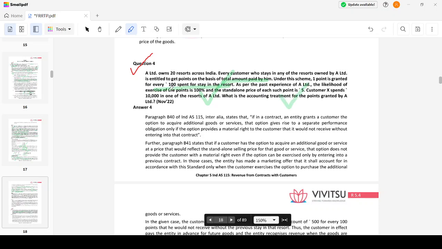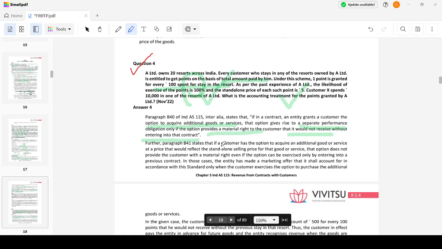A customer spends 10,000 in one of the resorts of A Limited. What is the accounting treatment for the points? See, it is highly probable that they will be exercised, 100% probability. If a contract grants a customer an option to acquire additional goods or services, that option gives rise to a separate performance obligation only if it provides a material right to the customer that it would not receive without entering into the contract.